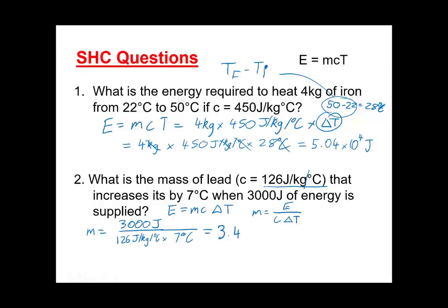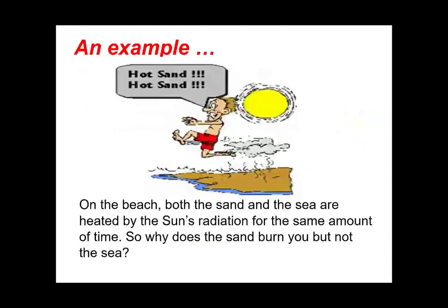3.4. And the question is, what's the unit? Well, we know it's a mass, so it should be in kilograms, but we can also just check over here. So we've got joules, cancels out with joules. We've got per degree Celsius, cancels out with degrees Celsius. Then we've got 1 divided by kilograms. So the unit's kilograms.